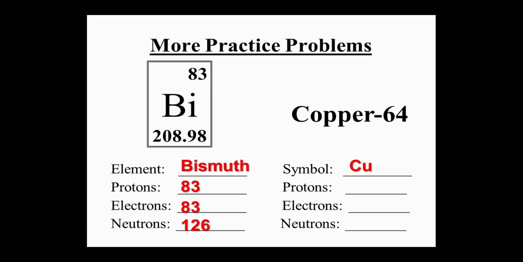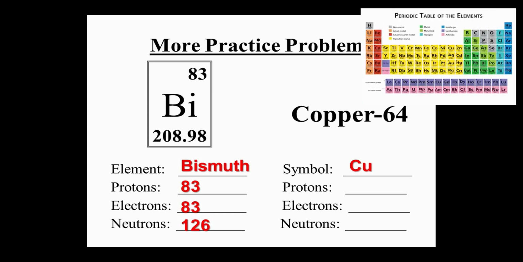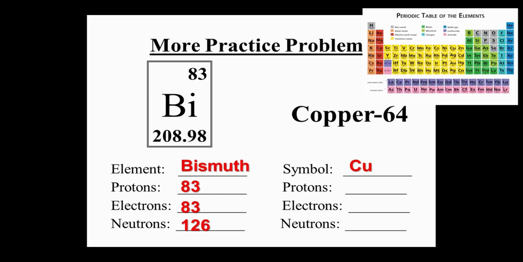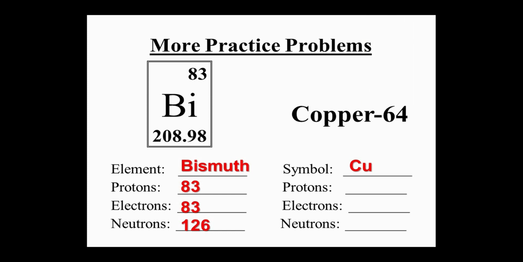How are you going to find your atomic number? You have to look on a periodic table. So do you have a periodic table? Put this on pause, find it, and then write down the number of protons. Did you find it? Copper, all copper has 29 protons. That's the atomic number. The electrons are also 29. Our neutrons, we need to do a little bit of subtraction. So 64 minus 29 gives us 35.